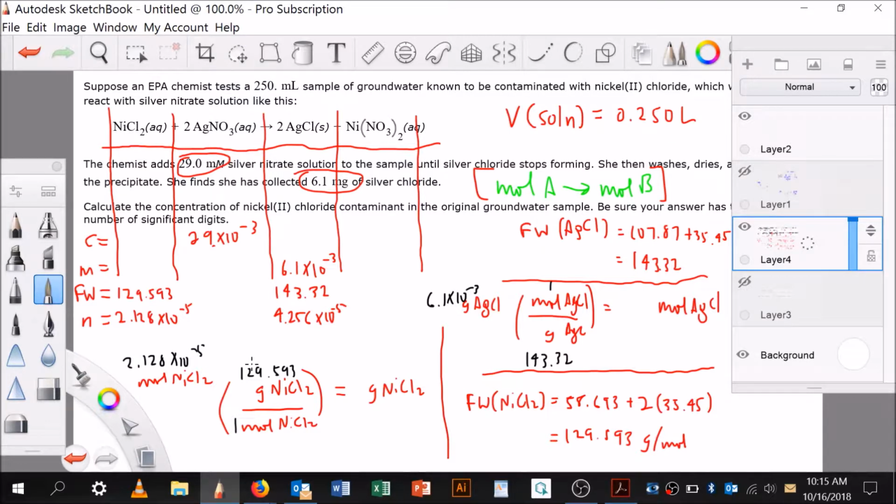2.128 times 10 to the minus 5 times 129.593 equals 2.7577 times 10 to the minus 3, right? So that's going to be in grams, 2.7577 times 10 to the minus 3.